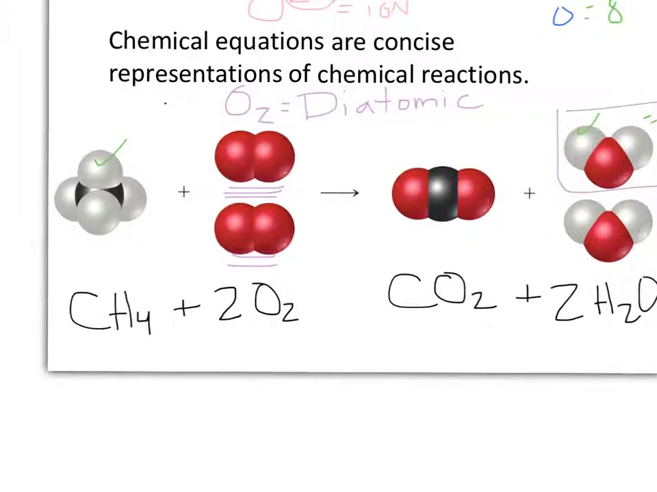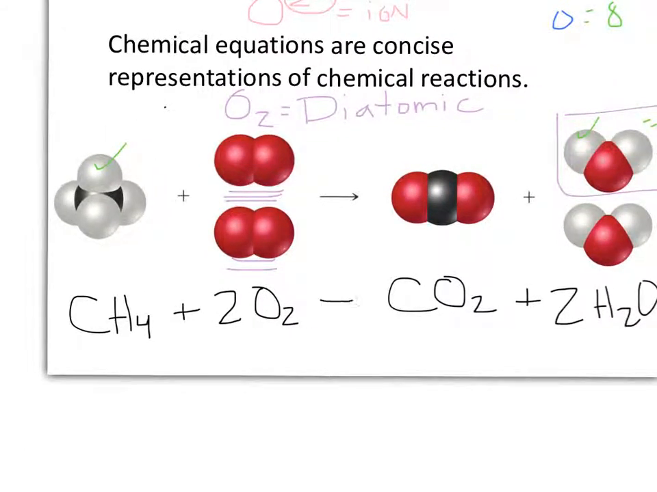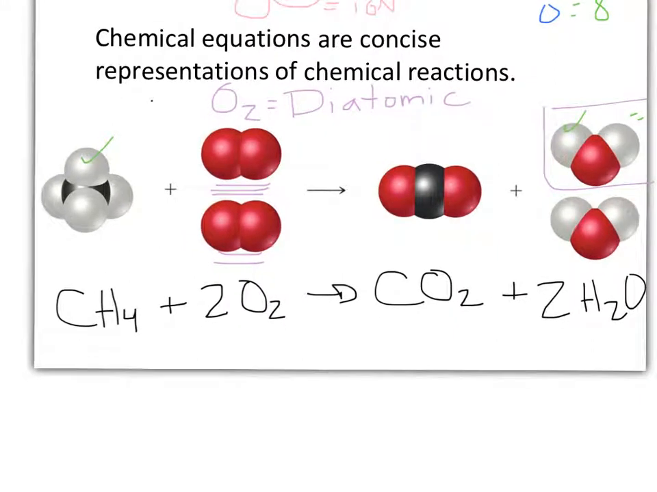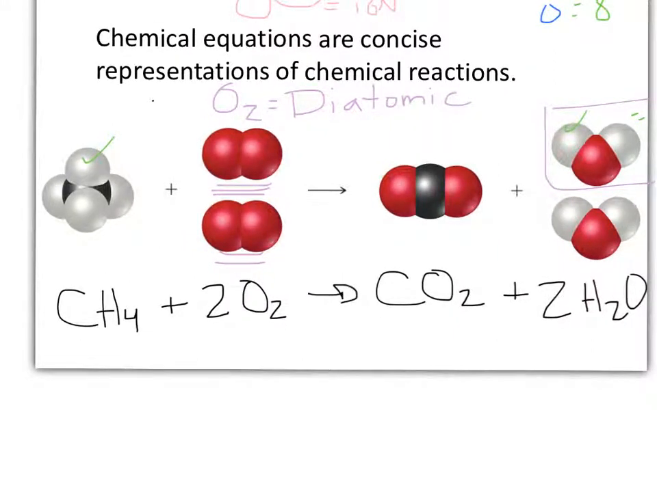I forgot the yield symbol. My apologies. Yields carbon dioxide plus 2 water molecules. And so this is just a good way to determine a particular representation of what a chemical reaction looks like. And so what we can do is see in a diagram exactly why this reaction reacted in the way it did.